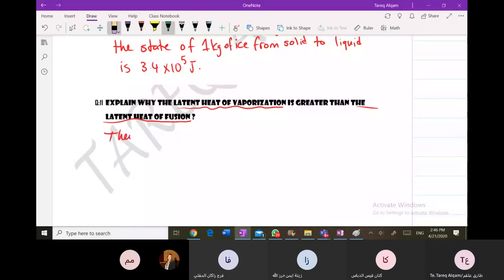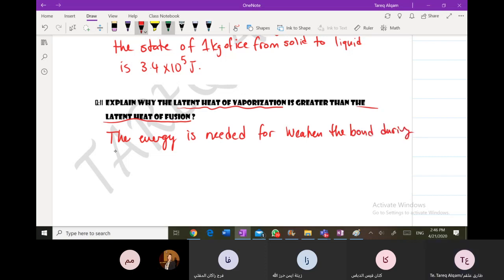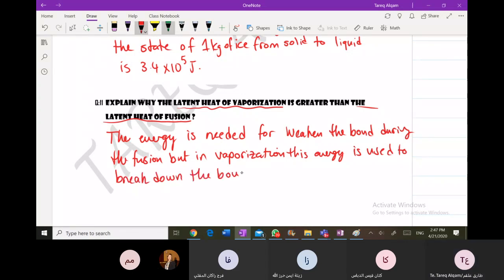The energy is needed to weaken the bonds during fusion. But in vaporization, this energy is used to break down the bonds. Okay, guys, any question?